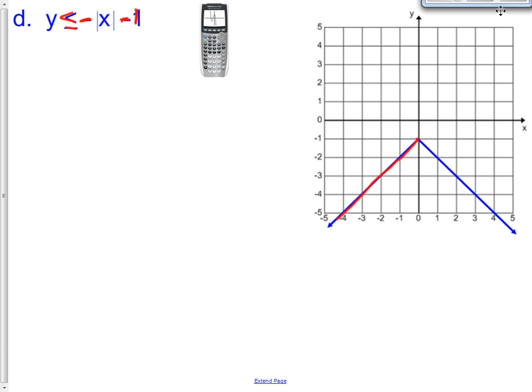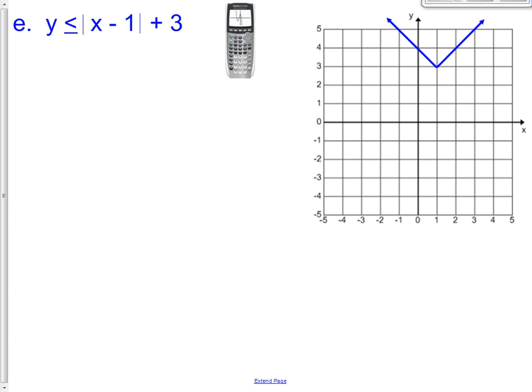And now we got to talk about the shading. When it's less than or equal to, you shade everything below the vertex. So here is where you should shade for problem letter D. 2 problems left, problem letter E.